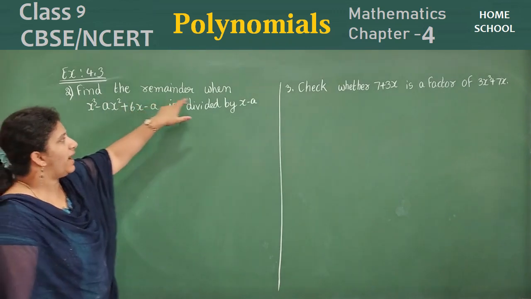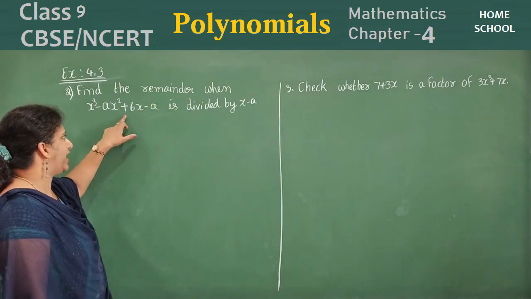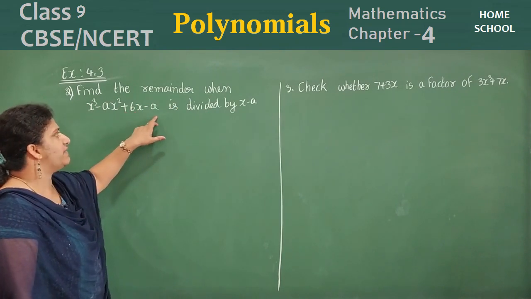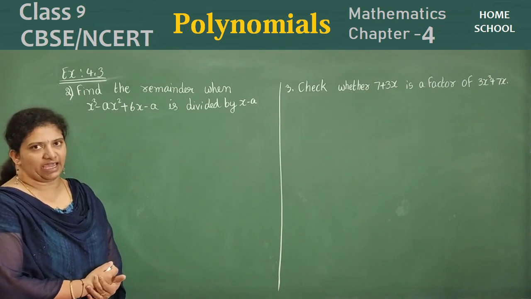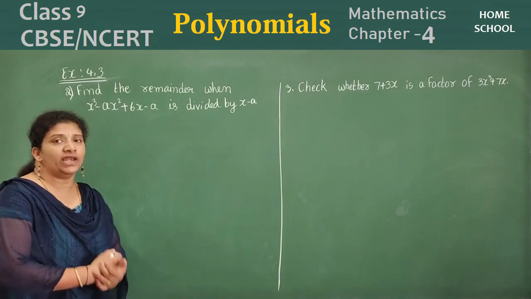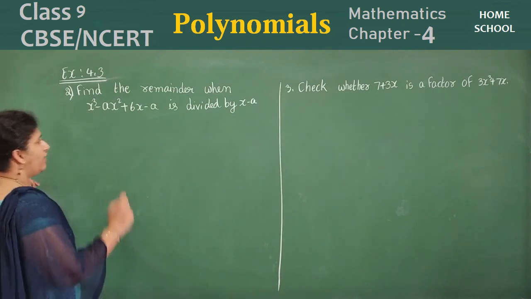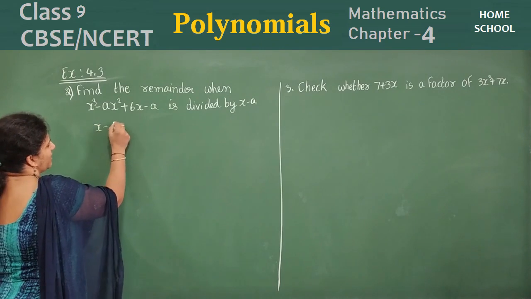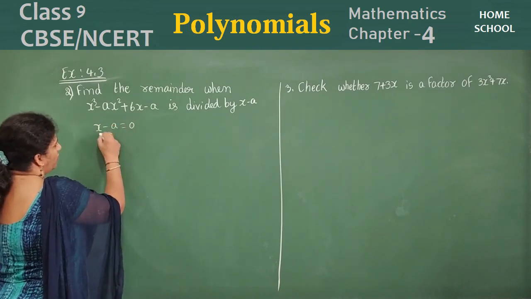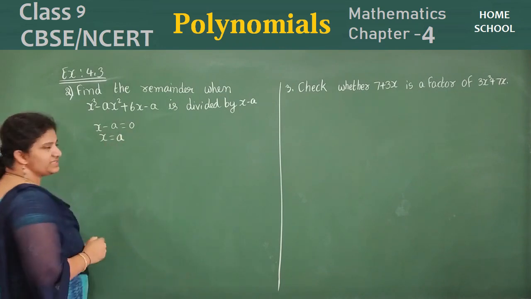Find the remainder when x cube minus ax square plus 6x minus a is divided by x minus a. We need to find only remainder. Then I go with the remainder theorem method. So how we do children? Find the 0 of this. That is, if x minus a equal to 0, x is equal to plus a, if it comes this side.